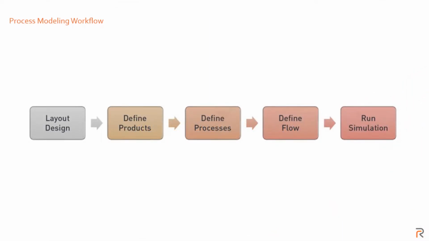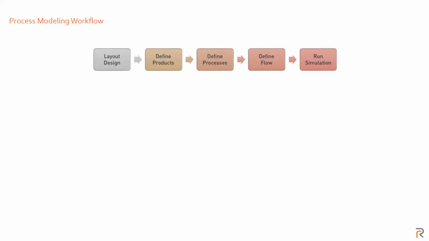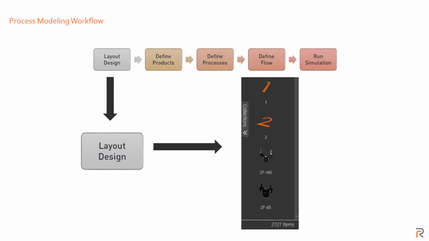Next, the process modeling workflow. First, in process modeling, design the layout. The physical layout of the production system can be designed with more than 2,600 simulation-ready components from the e-catalog.